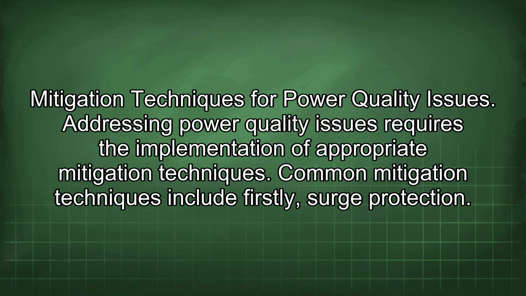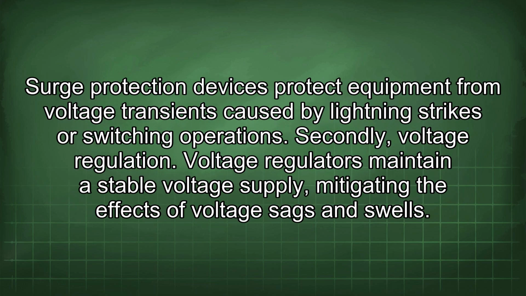Mitigation techniques for power quality issues. Addressing power quality issues requires the implementation of appropriate mitigation techniques. Common mitigation techniques include, firstly, surge protection. Surge protection devices protect equipment from voltage transients caused by lightning strikes or switching operations.